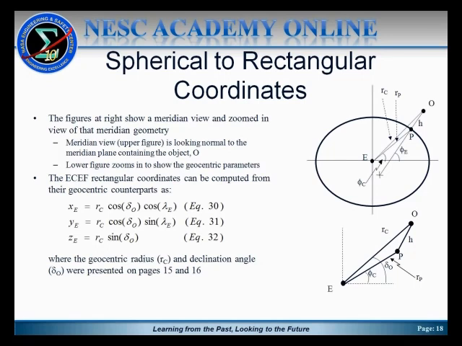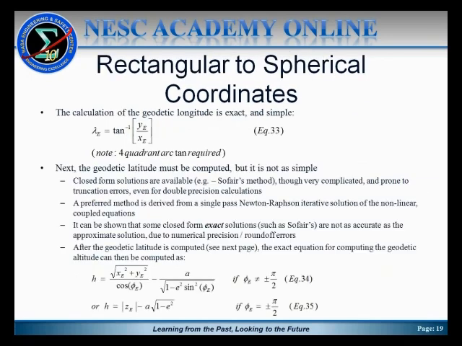where the values for the geocentric radius RC and the declination delta sub 0 were presented two or three slides ago, pages 15 and 16. So once we've computed the geocentric radius and declination from the equations on pages 15 and 16, it's real easy to calculate the rectangular coordinates from them.